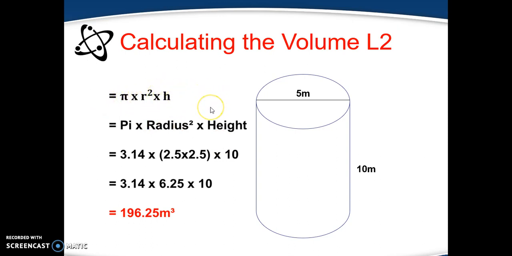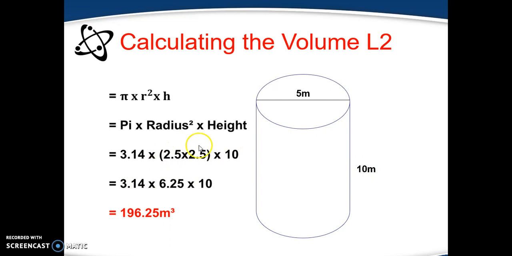This is great when you're working out volumes of pools of water or cylinders or tanks. This is how you do it. So all that formula means is pi times radius squared times height, and you'll see now how I've converted it into a BODMAS formula. So it's 3.14 times brackets 2.5 times 2.5, just like the area, and now you're adding your third dimension, 10, which is your 10 metres in height.